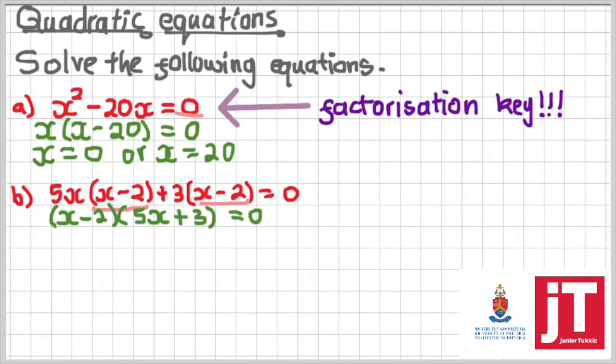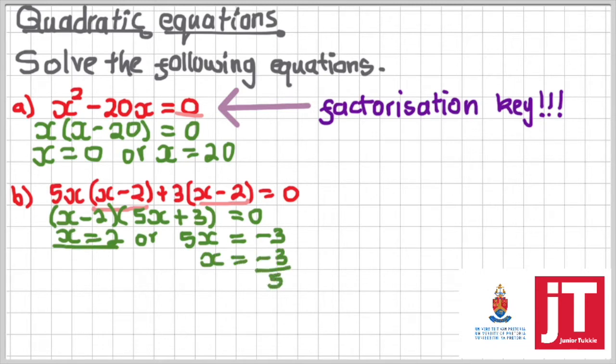Thereafter, we equate each of those factors to 0 individually or separately, and we're going to get our solutions as x = 2 or 5x = -3. Simplifying the second factor to get the value of x, we're going to divide both sides by 5 and we get x = -3/5.